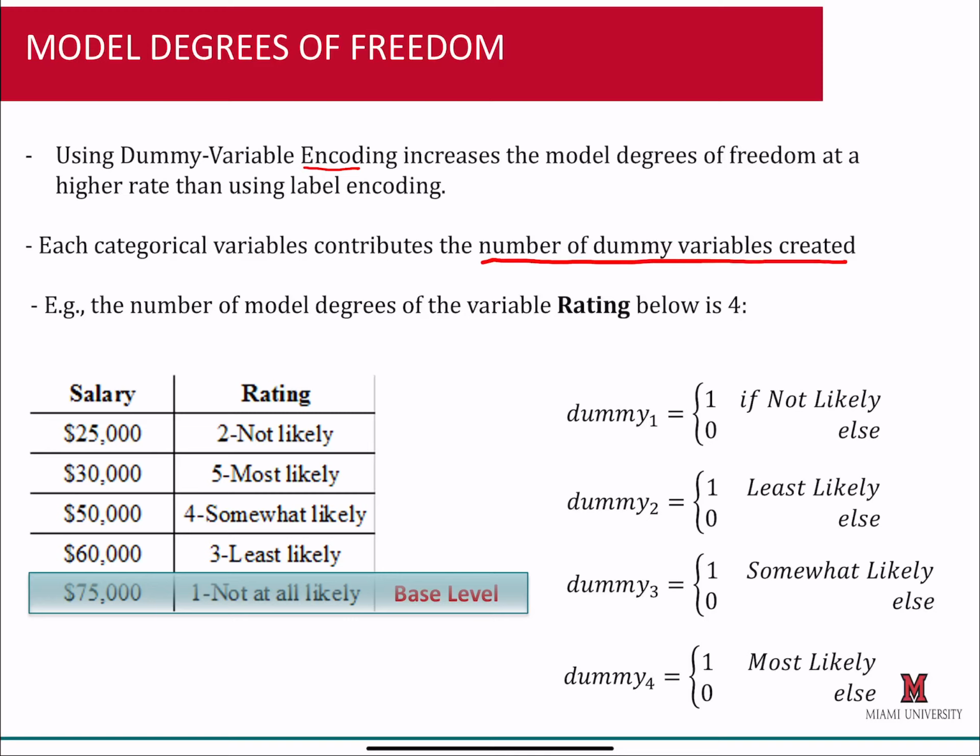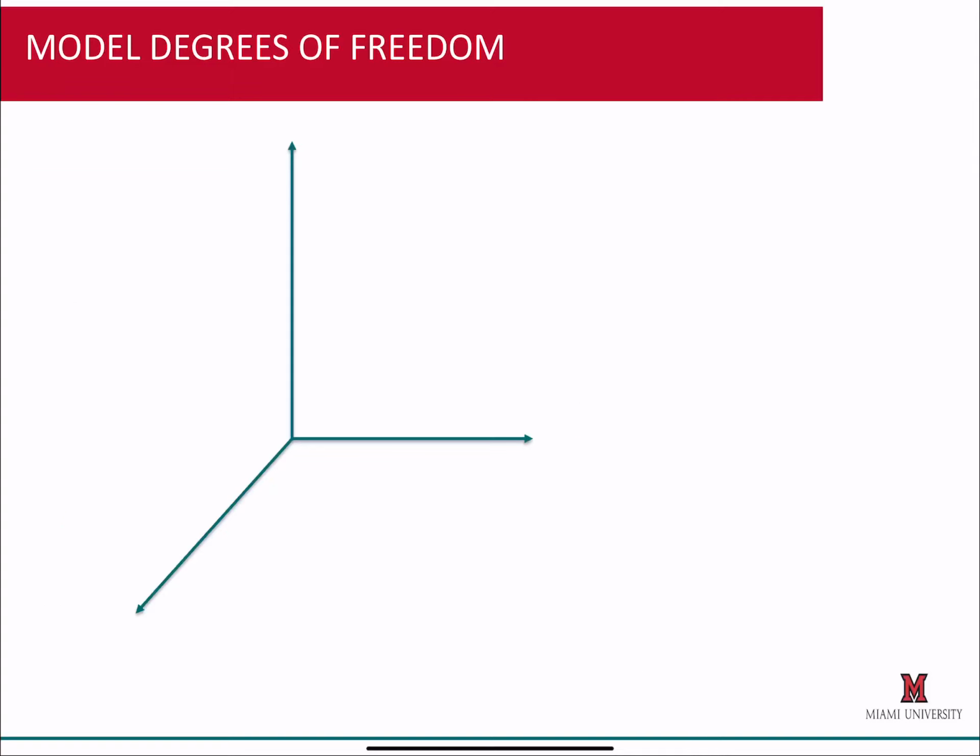So in other words, if a variable, let's say rating, has 5 different levels, the number of model degrees of freedom contributed to the model is going to be 5 minus 1. So the number of classes or levels minus 1, because that's the number of dummy variables created. And again, it's just the new variables that are created, and that's what model degrees of freedom means. But I want to go a little bit more in depth into that particular topic.